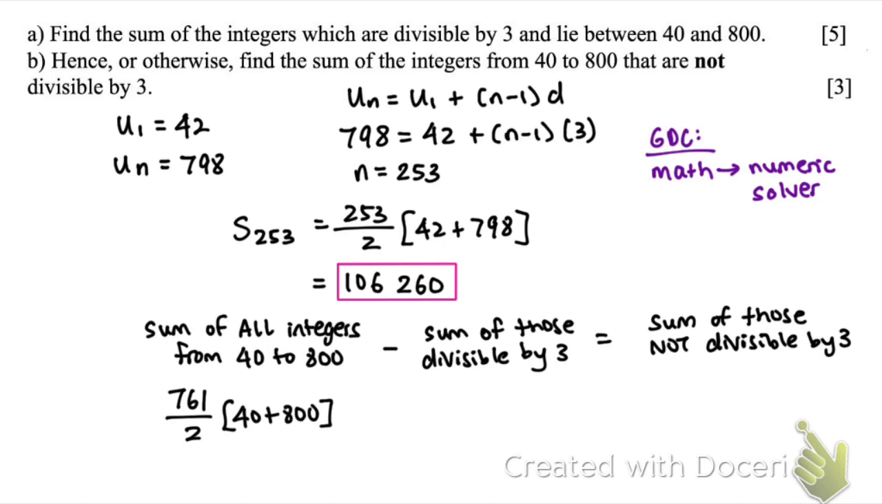We already know what the sum of all the integers that are divisible by 3 are. So we calculate our final answer to be 213,360.